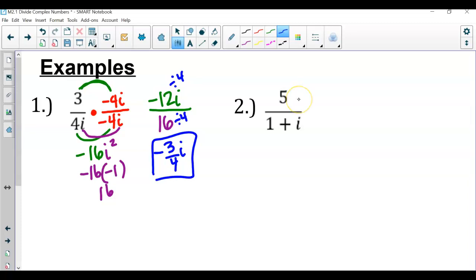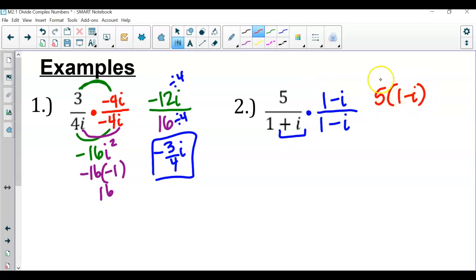Then number 2. Here again, right, we have 1 plus i. So let's change the sign, right, but only of the imaginary part. So if it's plus i, that means we're going to multiply by its conjugate, which is 1 minus i. But now remember, right, when we multiply to the denominator, you have to multiply to the numerator. Now we're going to go through and solve. Notice how that's 5 times 1 minus i. So we do need to distribute our 5 here. So 5 times 1 is 5, and 5 times negative i, negative 5i.